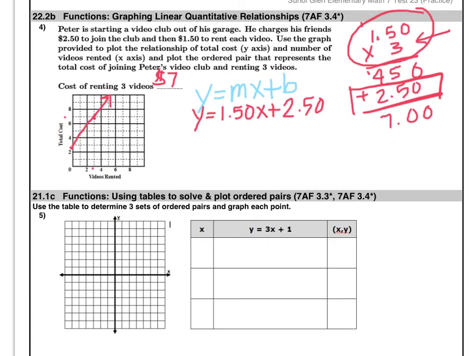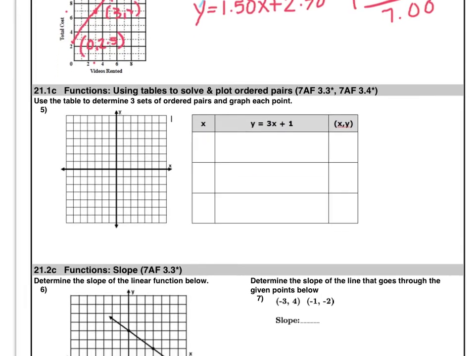Okay, and so when you do this problem, you have to show the dot for 3 video rentals, which is 3, 7, which was this point up here, 3, 7. And you also have to show this intercept point, which is 0 videos rented is still going to cost you $2.50. So it's 0, 2.5. All right, moving on to our next problem.